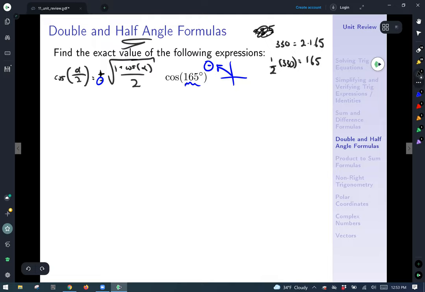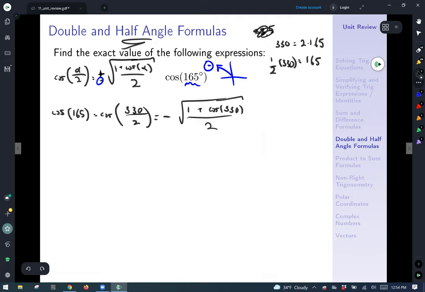Now, the way we apply this formula is we say, okay, cosine of 165 is the same thing as cosine of 330 over 2. Now, 330 over 2, that's a half angle formula. So let's put that negative in there. We've already made that negative decision. So we've got the negative square root of 1 plus cosine of 330 over 2.